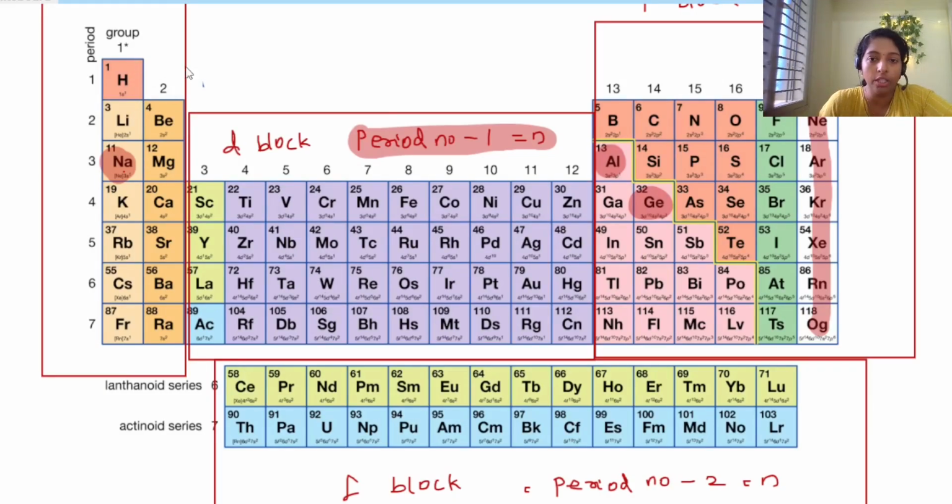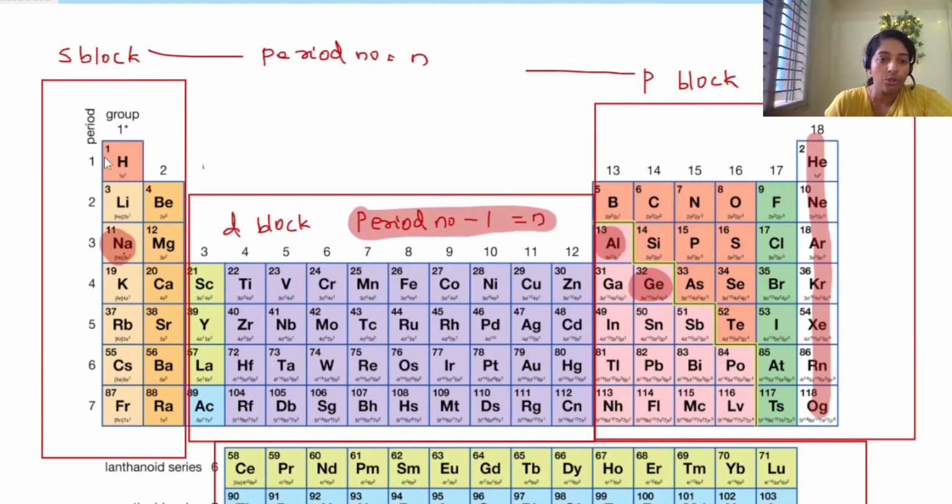Once again, look at the periodic table. This is the s block. First, this is 1s, right? Helium also has to be here. Helium is an exceptional case because it's a noble gas, so we are situating helium there. Otherwise, just think about the order.